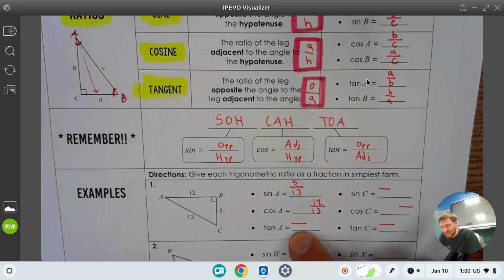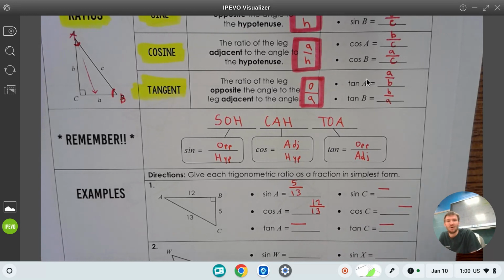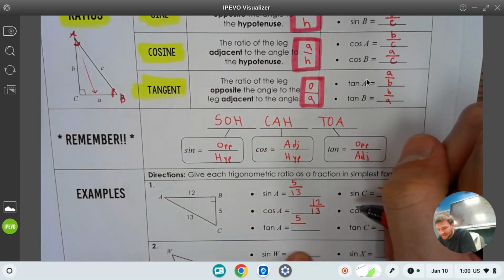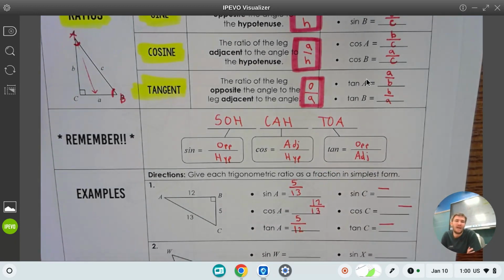Then we have tangent, which is the TOA portion, which is opposite over adjacent. So now we're not going to use the hypotenuse. What's the opposite number? 5. And the adjacent number? 12. And so our tangent is going to be 5 over 12.